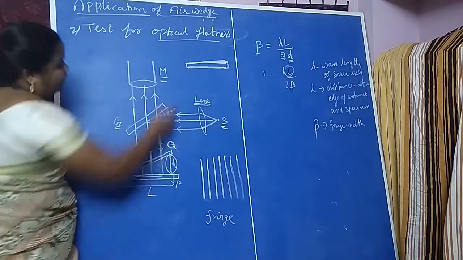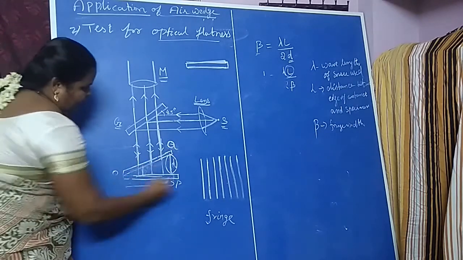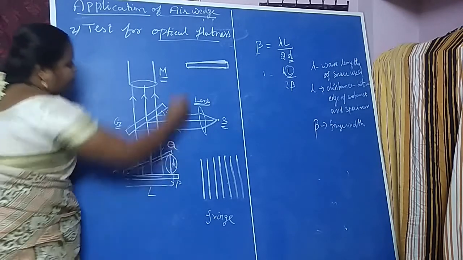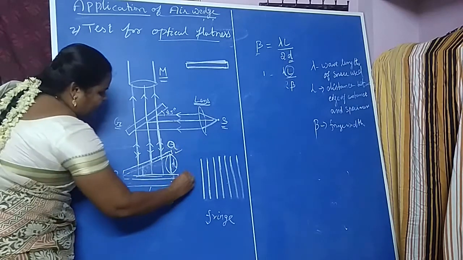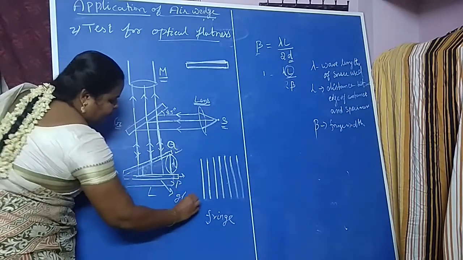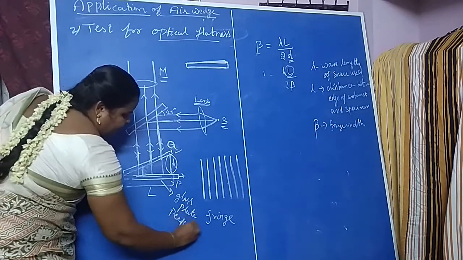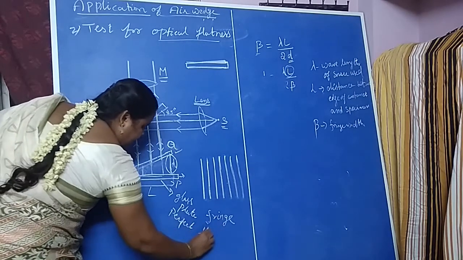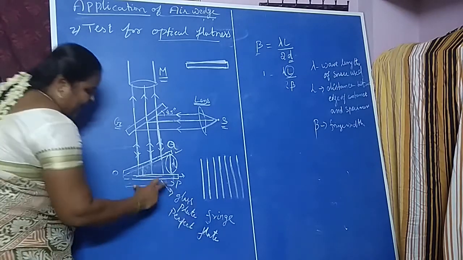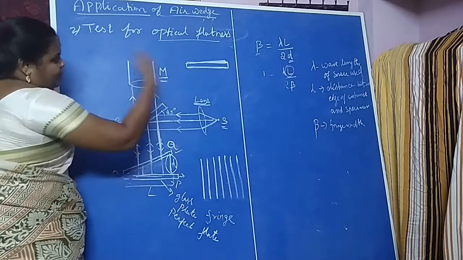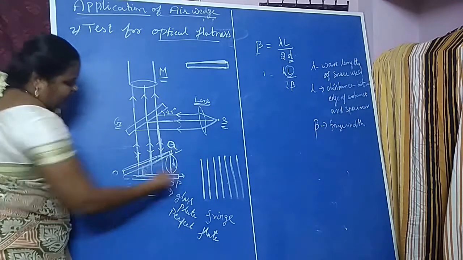Here the glass plate is going to be checked. In the place of OQ, we have to place the glass plate which is going to be checked, and OP is the glass plate which is perfectly flat. We take the perfectly flat glass plate at the bottom, and the glass plate which is going to be checked, we place above the flat glass plate.